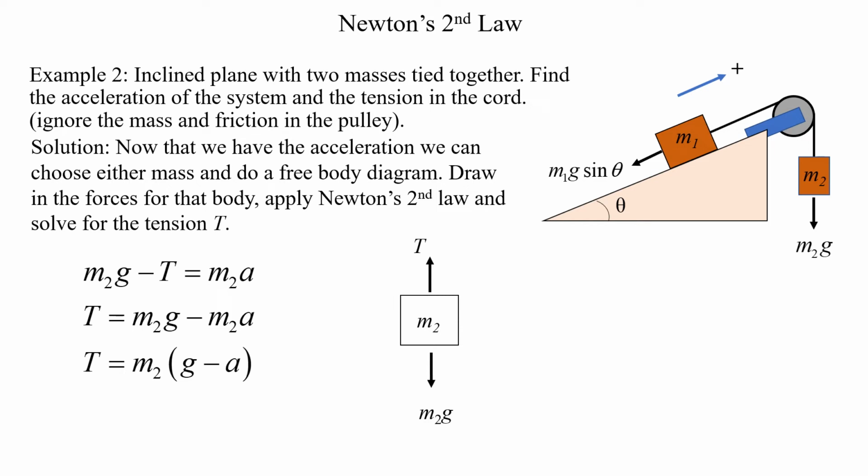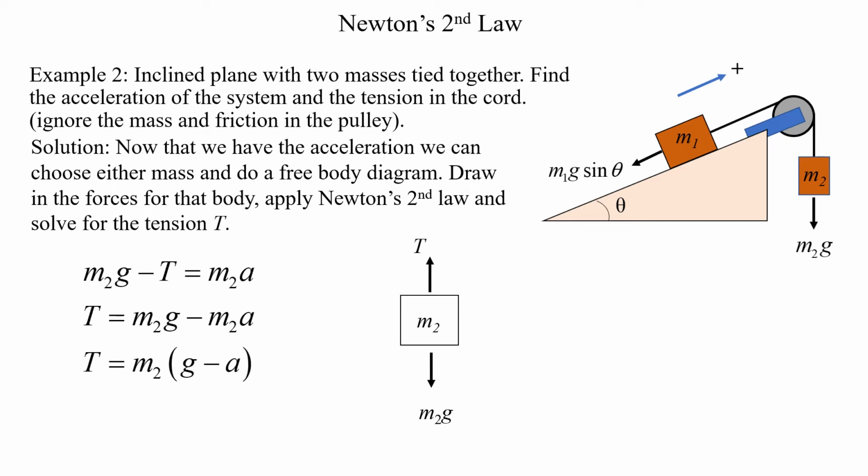Now I apply Newton's second law. The sum of the forces equals ma. So I've got M2g in the positive direction minus the tension in the negative direction equals the mass M2 times its acceleration. This is the same acceleration we found in the previous step. Solving for T, I get T equals M2g minus M2a. Factoring out the M2, we get the tension equals M2 times the quantity g minus a. Now again, if we had been given numbers for the masses, we would have a number for the acceleration. We just plug that in, and we would get a number for the tension.